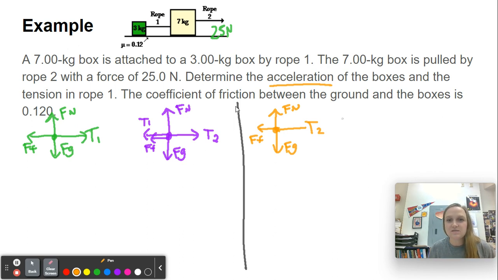So looking at this, I'm going to sum my forces in the x direction, and I'm treating both blocks as one block. So MA equals T2 minus force friction. I'm going to expand this equation a little bit. Instead of force friction, I'm going to say, oops, not minus.